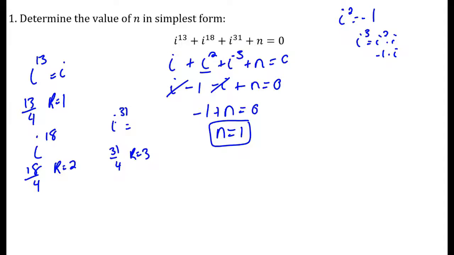So using your powers of i, knowing that cyclic nature, you need to know that the exponent is really just the remainder after you divide by 4.